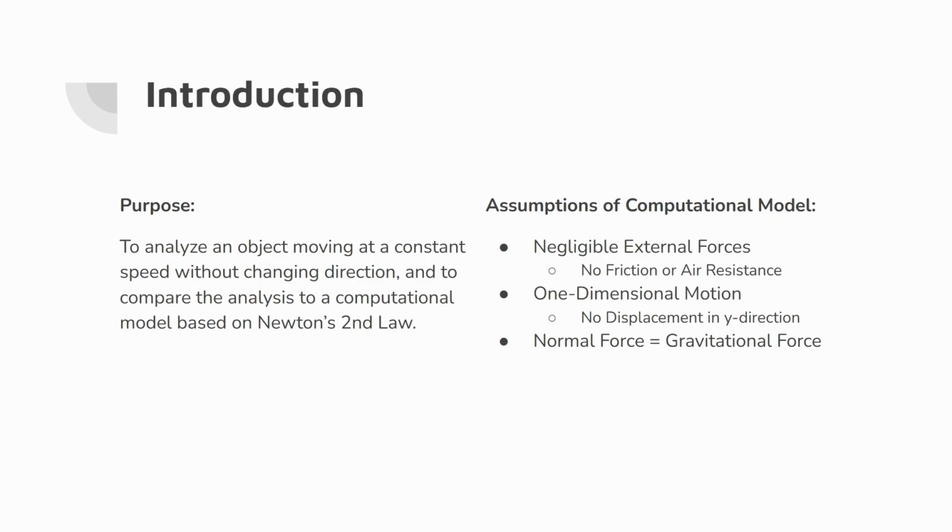The assumptions made in this computational model are that external forces are negligible, meaning that no friction or air resistance is accounted for. It also says that one-dimensional motion is the only motion present, meaning that there's no displacement in the y direction. It also assumes that normal force will equal gravitational force, meaning that the force exerted on the object by the surface is equal to gravity.